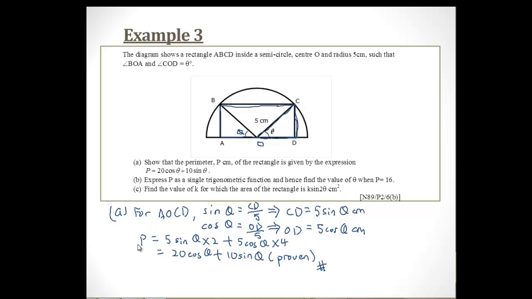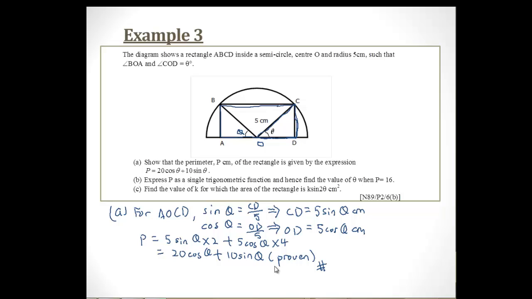So now, if we are to find the perimeter of the rectangle ABCD, it will be equal to 5 sin theta times 2, plus 5 cos theta times 4. 1, 2, 3, 4. And hence, you get the P expression as 20 cos theta plus 10 sin theta. And that will be proven.